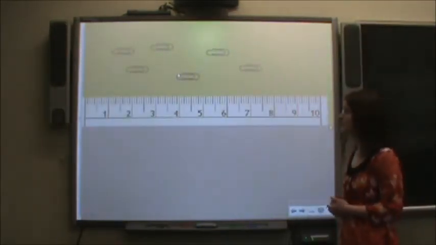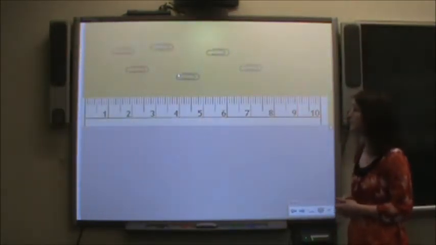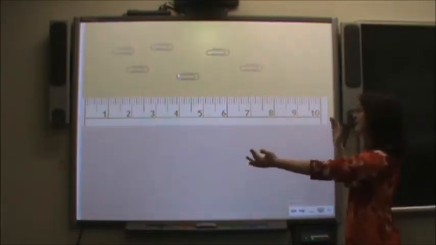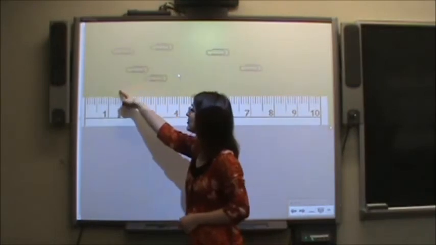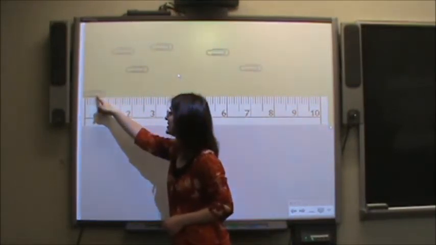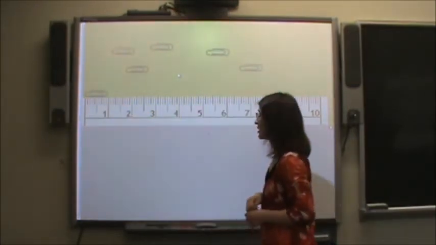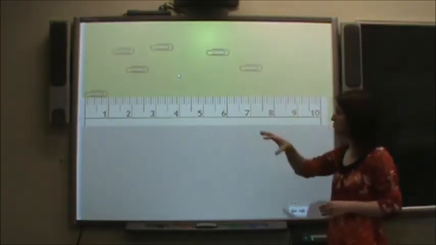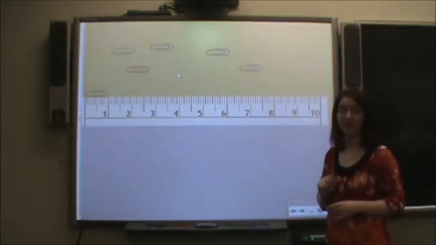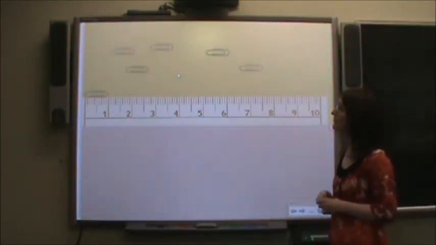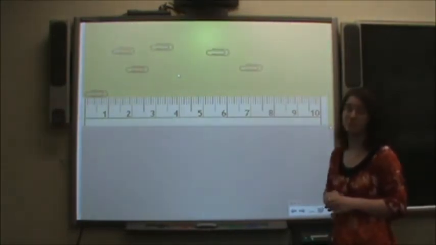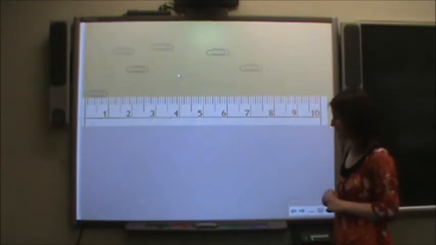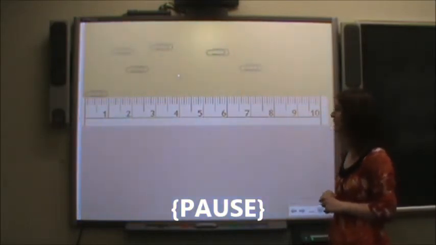For this one, we're going to be looking at a centimeter ruler as our 1. The 1 is 10 centimeters. So if one paper clip is 1 centimeter long, what decimal of the ruler would be covered? What part of the ruler would be covered if we measured all 6 paper clips along the ruler? Pause your video and solve that now.